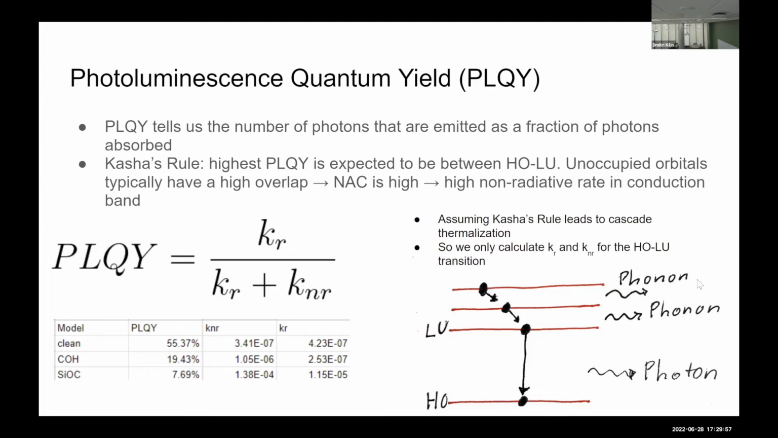As an example of some of these values, you can see down in the corner what I calculated for a few of my models. The first model has about a 55% quantum yield, so about half of the electrons that are excited will release a photon. As defects are added, COH and SiOC, that quantum yield goes down by quite a bit.